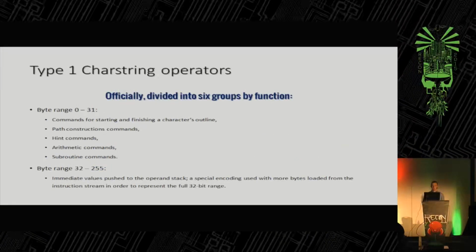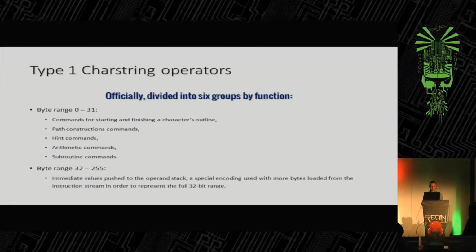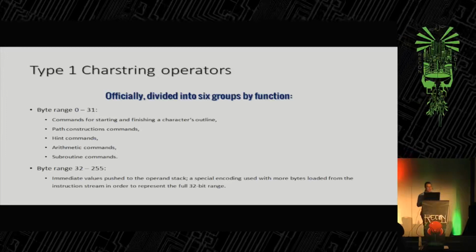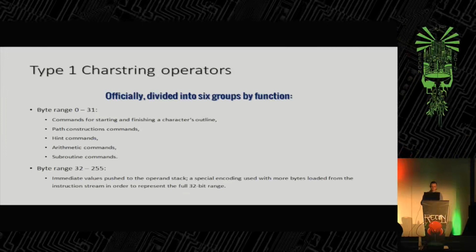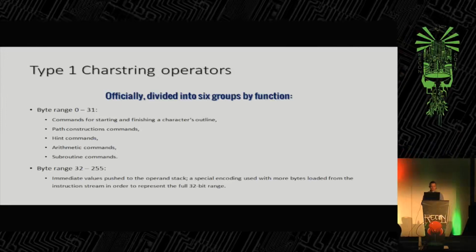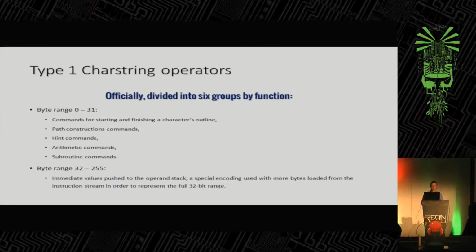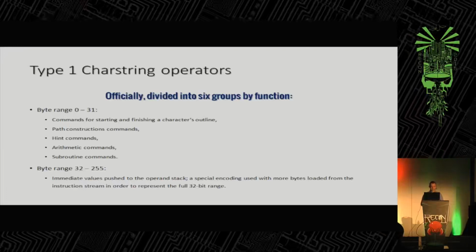So when it comes to the operators themselves, the instructions, we have several types of instructions. They are mostly about just drawing the glyphs. But there are also some arithmetic commands and subroutine commands, because there are subroutines in Type 1.